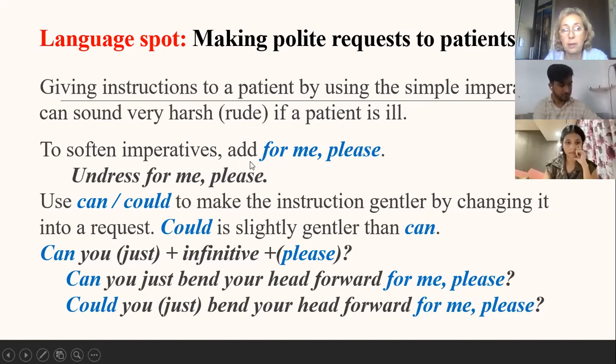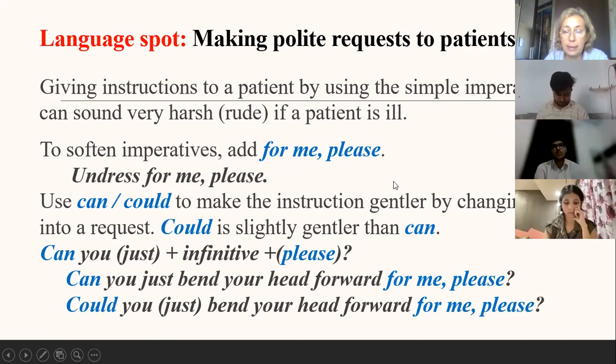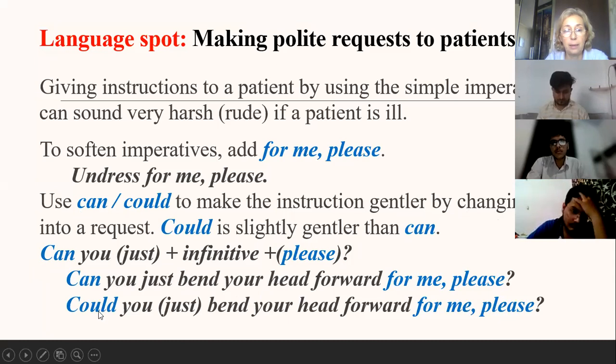To soften imperatives, we can add "for me, please," like in the example, "undress for me, please." Or we can use can or could to make the instructions gentler. In this way, we change an instruction into a request. Could is slightly gentler than can. The construction is: can you just plus infinitive plus please. We also use just. The examples here: "Can you just bend your head forward for me, please?" Or "Could you just bend your head forward for me, please?"